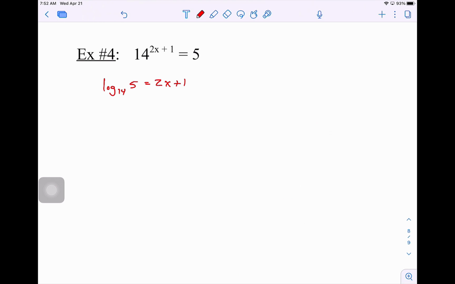So for now, I'm going to leave it alone at this point. Since it's a rounded answer, I'm just going to solve the equation for x, which means the first step is to subtract the 1 over. So now we've got log base 14 of 5 minus 1 equal to 2x. And now our final step, we can divide everything by 2.